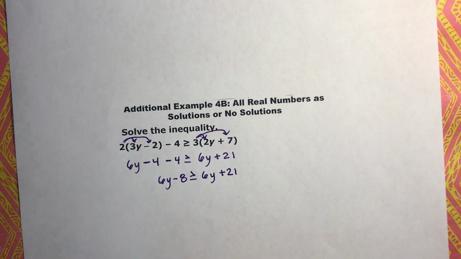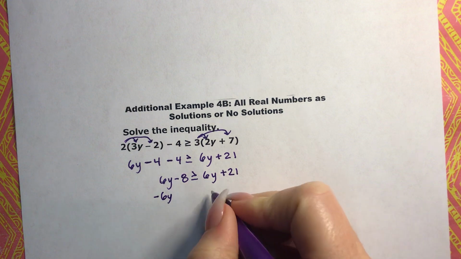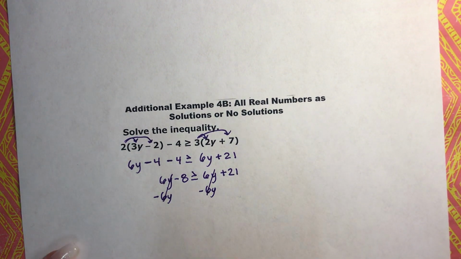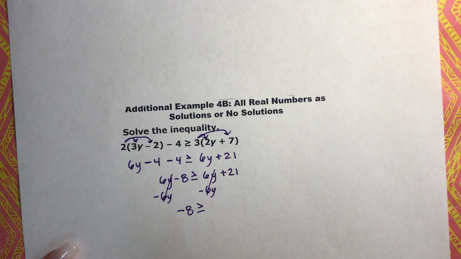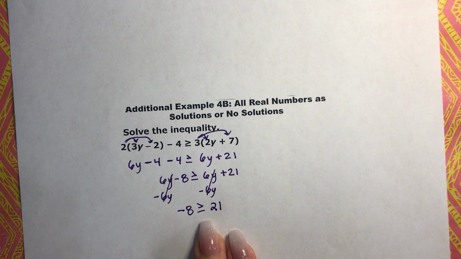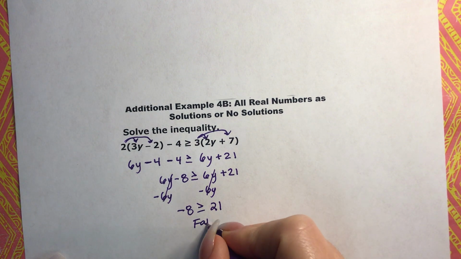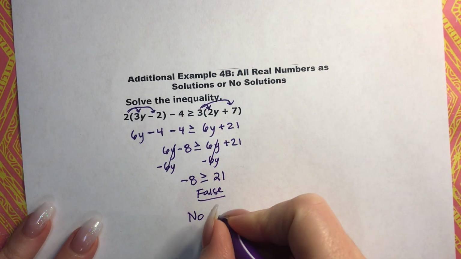Okay, perfect. And now it's time to get the variables on the same side. So we're going to subtract 6y from both sides. The variables cancel out on both sides, and that's totally okay. This lets us know that we're in the realm of infinite solutions or no solutions, depending on if this is a true or a false statement. So is -8 greater than or equal to 21? No, a negative number is never bigger than a positive number, so we know that this is false. So that means that the answer is that there is no solutions.